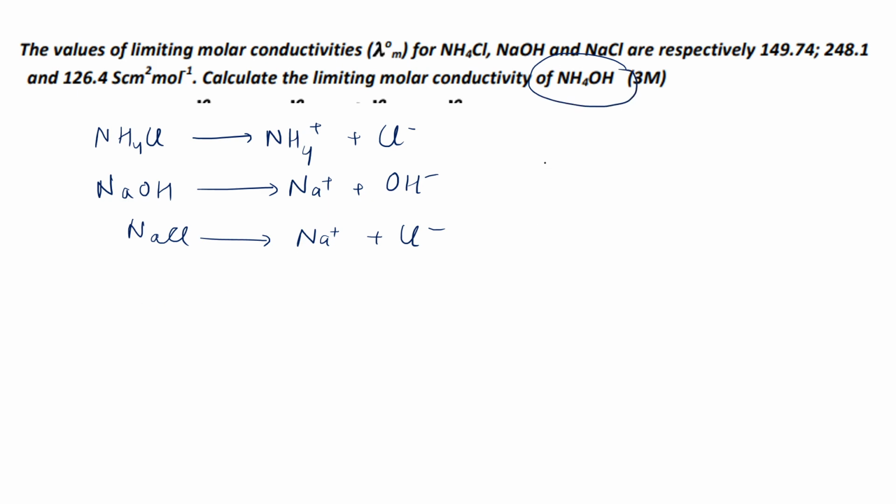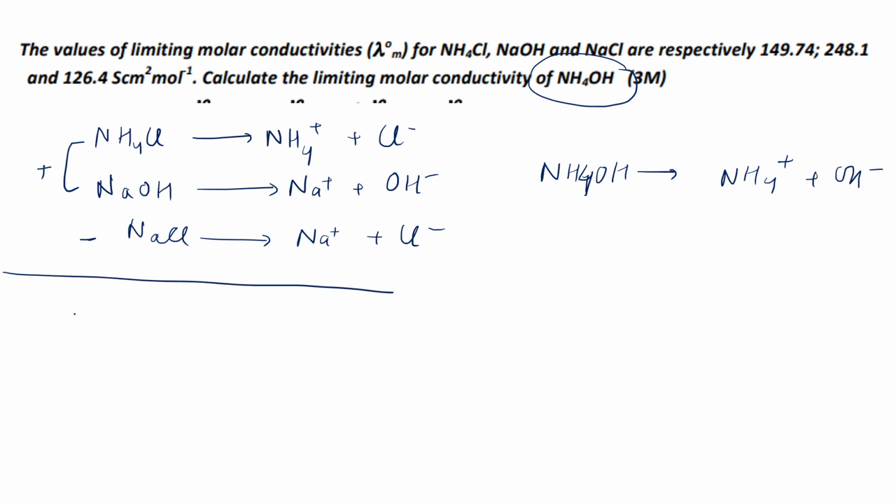So in order to make ammonium hydroxide, you need ammonium ions plus hydroxide ions. So you need to arrange these three in such a way that you will get the formation of ammonium hydroxide. Let's say you are adding these two and subtracting this one. That means you are adding NH4Cl plus sodium hydroxide minus NaCl.